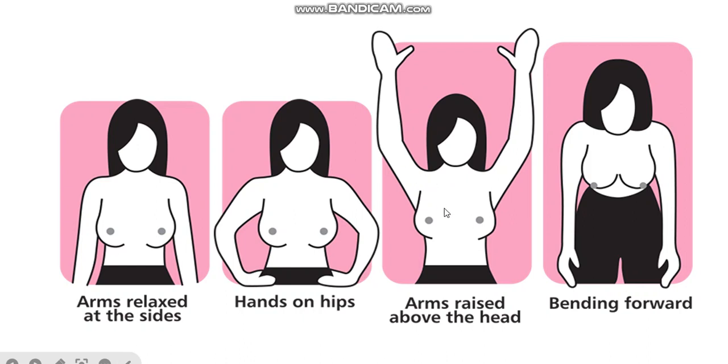Now they are seen in this position, when the arms are raised above the head. Now this position is bending forward. This position is mostly used in finding out the nipples, whether it's everted or inverted, whether it's fibrosed or not. And hands on hips will help visualize any kind of mass which is present inside. Now this is the normal position, you can inspect in this position as well.